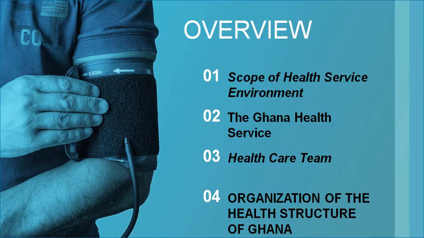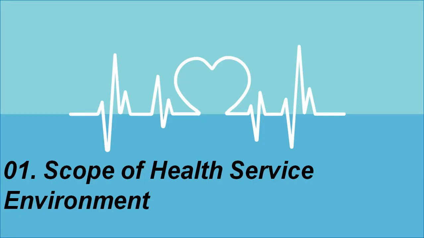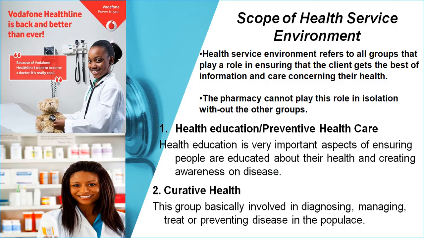Now, for today's overview, we are going to look at the scope of the health service environment. We also look at the Ghana Health Service. Then we'll discuss the healthcare teams and what they do, the main types. The last section would concentrate on the organizational structure of the Ghana Health Service. First of all, let's look at the scope of the health service environment.